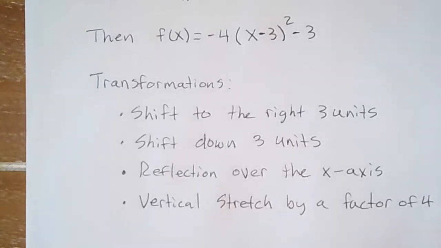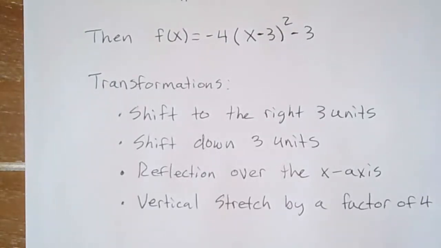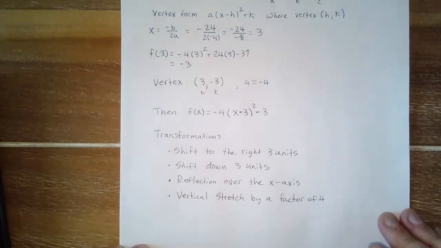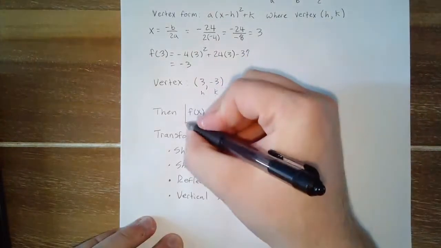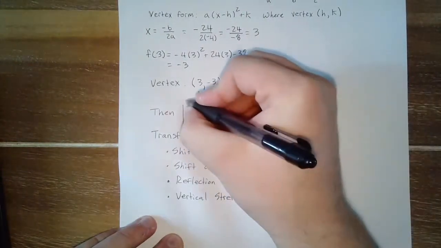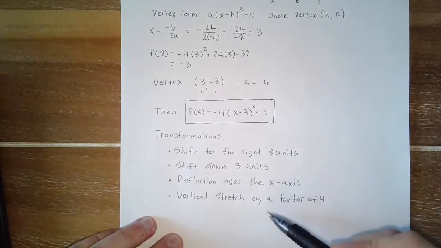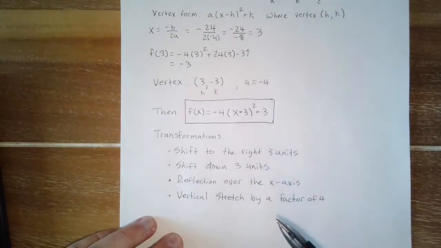And that is going to be it for question 1. We came up with the vertex form of our original function, and we've identified 4 transformations that take place when I'm looking at vertex form.